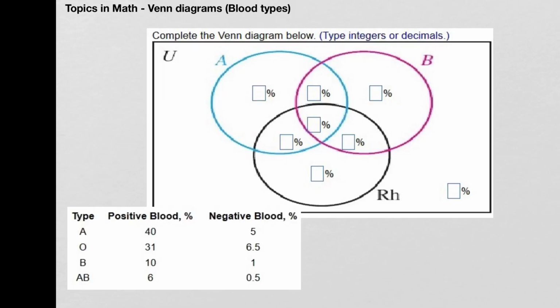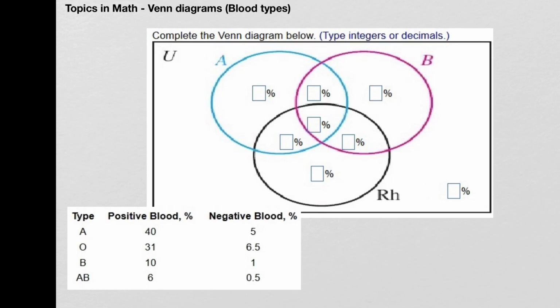In this problem, we need to complete the Venn diagram using the information that we have about blood types. So the way blood types work is that you can have A-type blood, you could have B-type blood, and you can also have an RH factor. When you do have the RH factor, that is indicated with a plus. If you do not have the RH factor, then that's indicated with a minus.